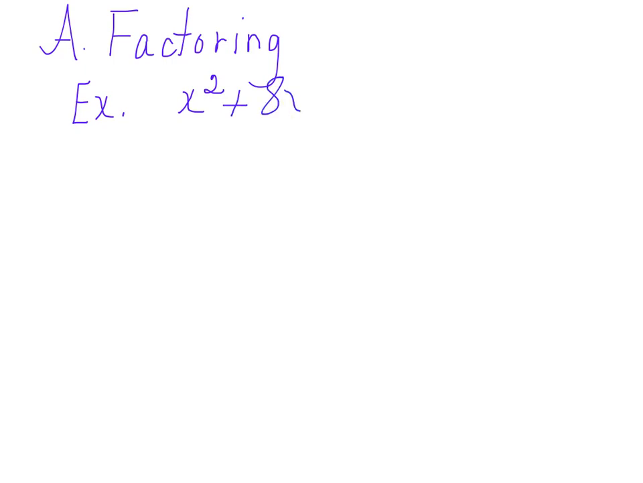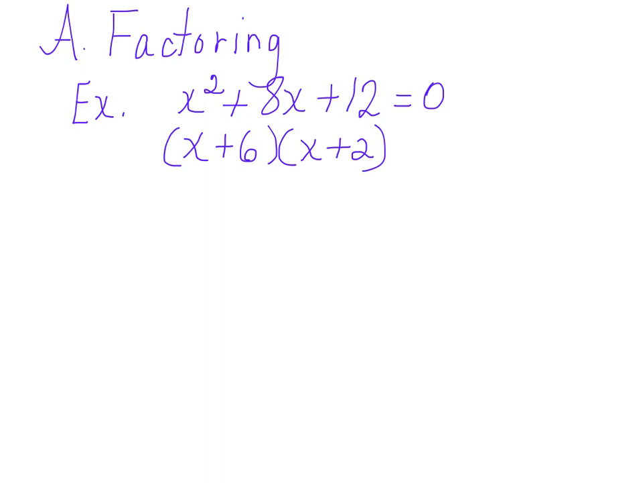The first strategy that we'll look at is factoring. For example, let's say we have x squared plus 8x plus 12 is equal to 0. We ask ourselves the question, what factors of 12 add up to 8? Those factors are positive 6 and positive 2. When we multiply 6 times 2, we get 12, but when we add 6 plus 2, we get 8. So these are the correct factors.